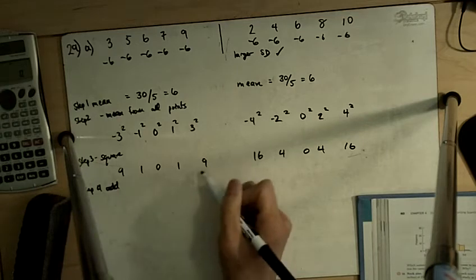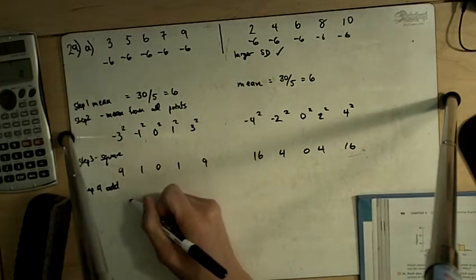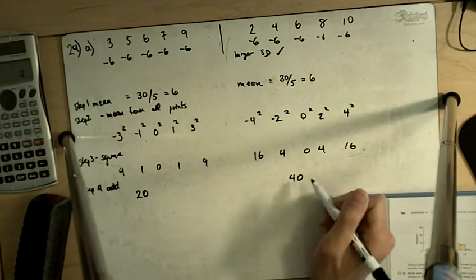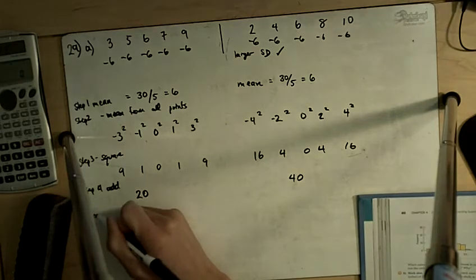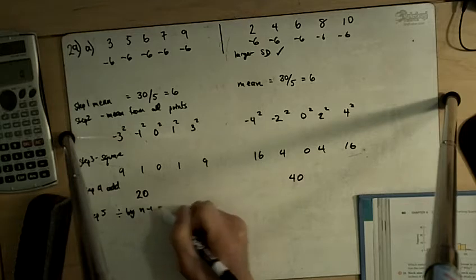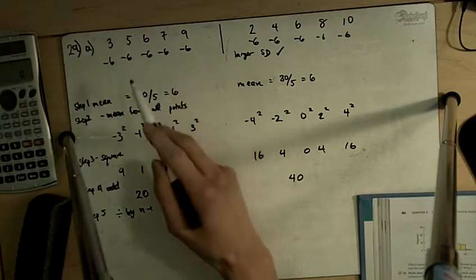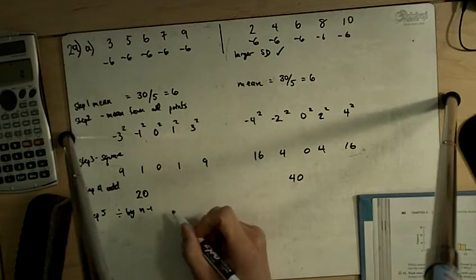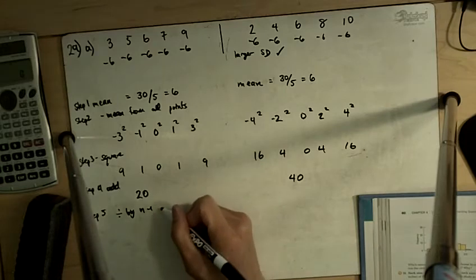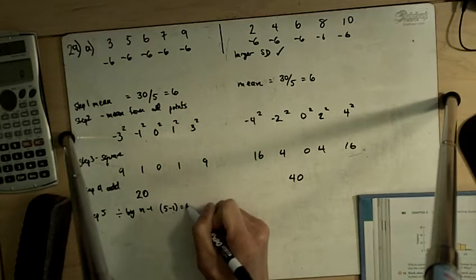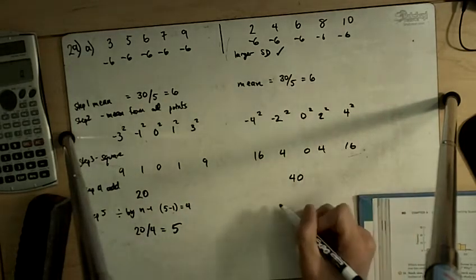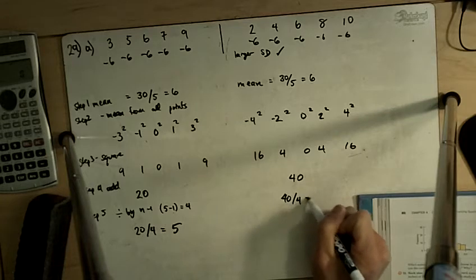Step 4 is add. So here, 9 plus 1 plus 0 plus 1 plus 9. This adds up to 20. And over here, this adds up to 40. Okay. Step 5 is divide by n minus 1. Okay, so n is 5, and so 5 minus 1 is 4. Over here we've got 5 points. In both of these cases we have 5 points, so n minus 1 is 5 minus 1, which is 4. So we have 20 divided by 4 is equal to 5. And over here we have 40 divided by 4 is equal to 10.